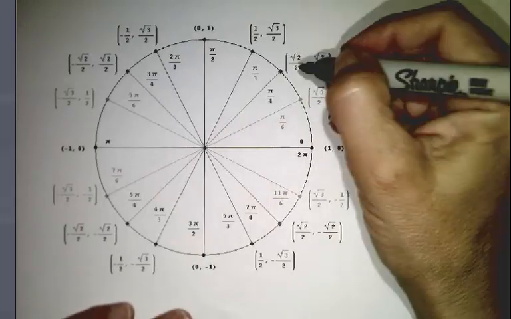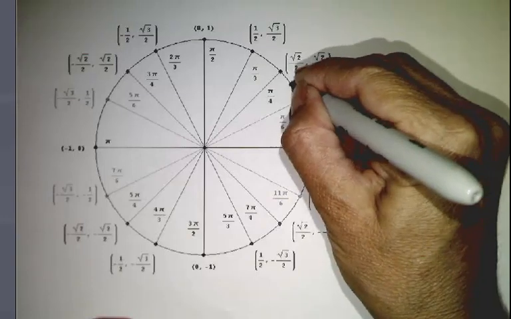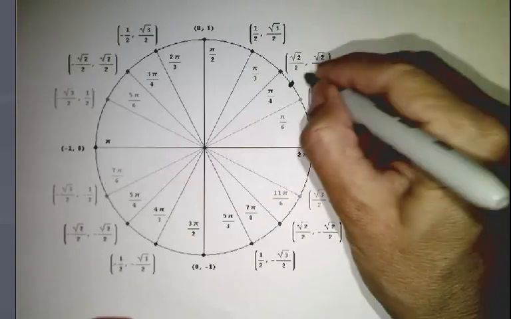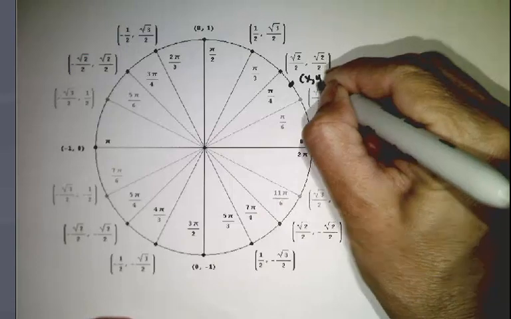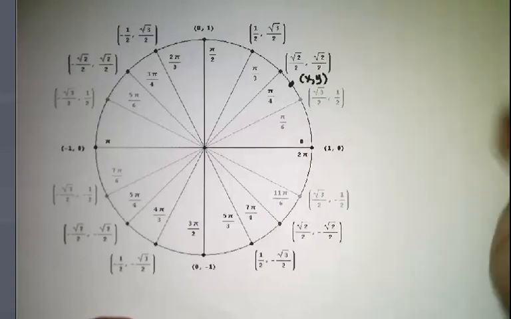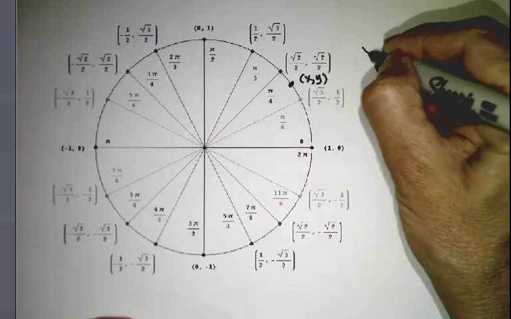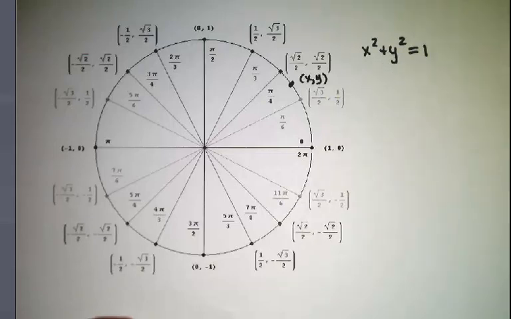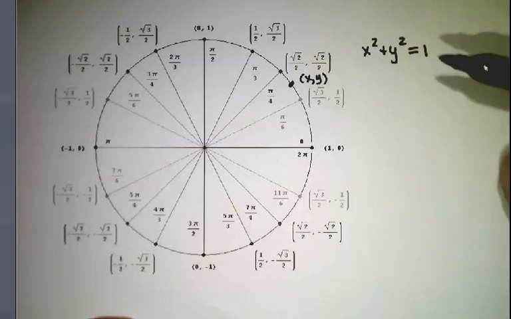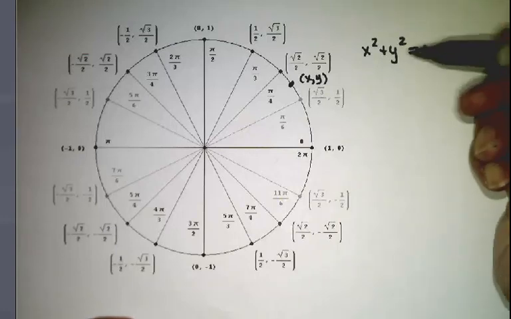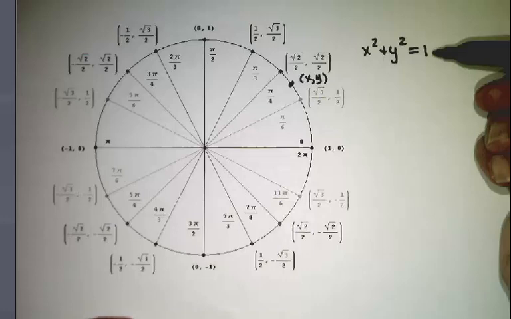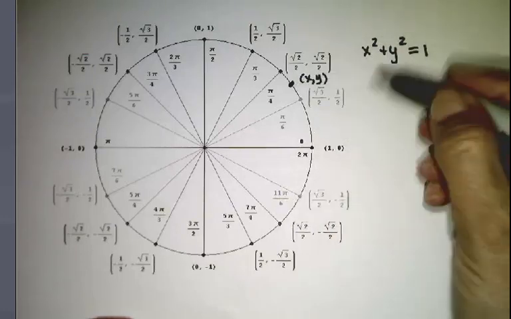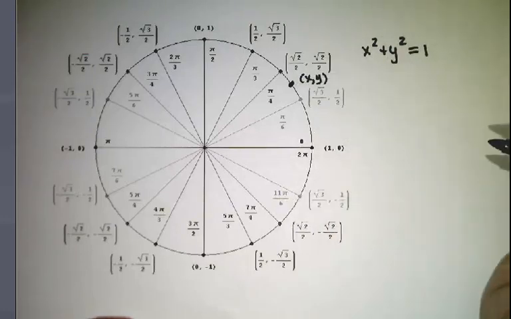If I were to pick any point, I'm going to put it right there, on the unit circle, (x, y), we know that it satisfies the equation x squared plus y squared equals 1. That's what it means to be on the unit circle. This is the equation of the circle centered at the origin with radius 1. So any point on that circle satisfies this equation.